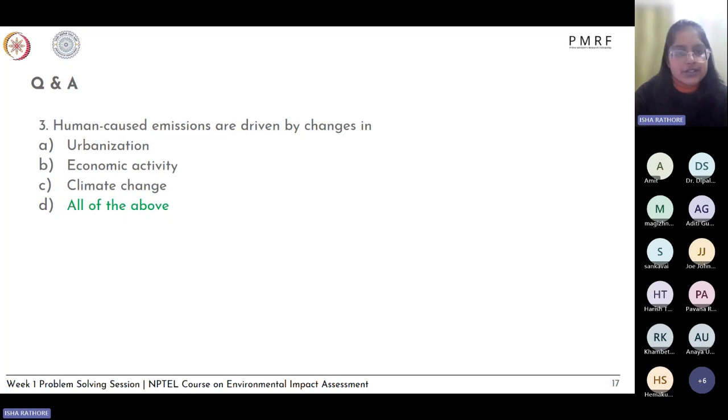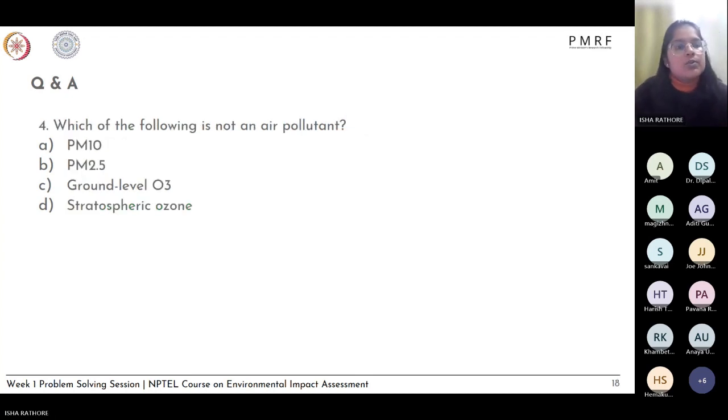Human-caused emissions are driven by changes in urbanization because a lot of human activities and infrastructure are being developed, and activities like factories and other things produce a lot of CO2 emissions. Economic activity also causes CO2 emissions. Climate change is also an independent factor which leads to emissions. For example, because of extreme events, the use of air conditioning will become more prevalent, and air conditioning in that way causes CO2 emissions. So climate change also drives the emissions. So D, all of the above, is the correct answer. On to the next question.